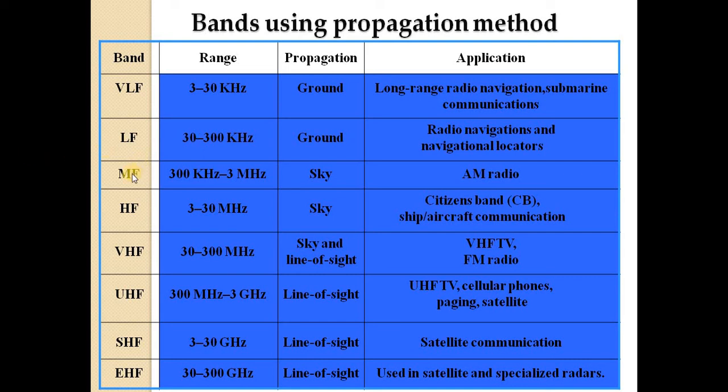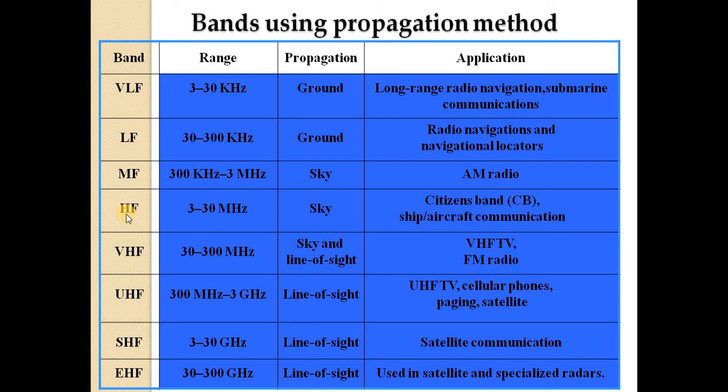Next is the MF. MF means middle frequency, and the range of middle frequency is 300 kilohertz to 3 megahertz. The middle frequency waves rely on skywave propagation to increase and control absorption problems. And these waves are used for AM radio as well as radio direction finding and emergency frequencies.